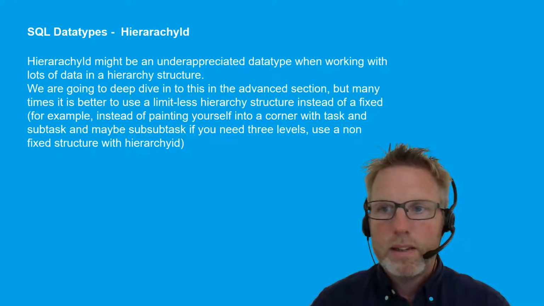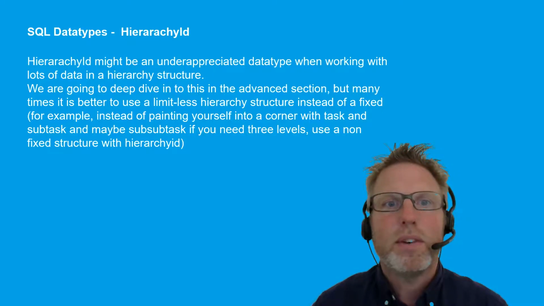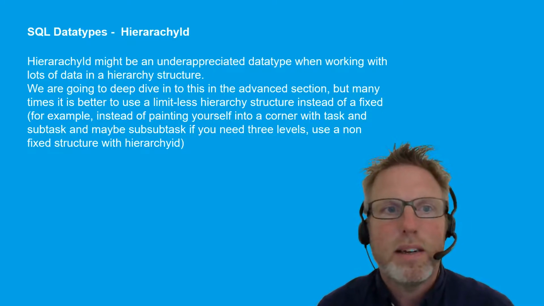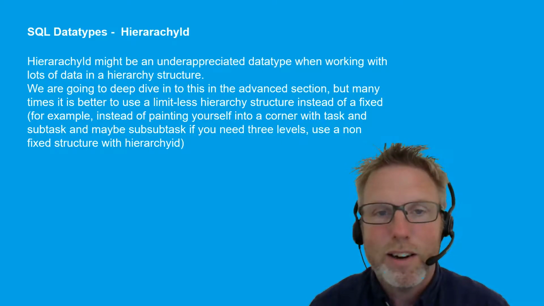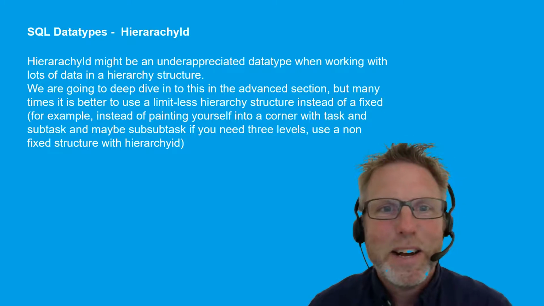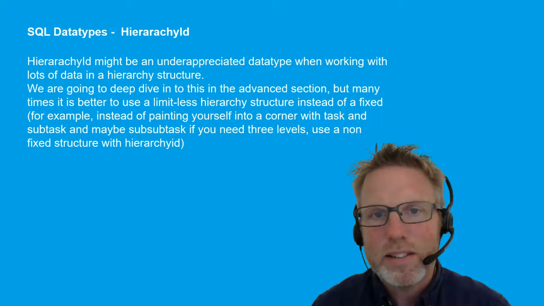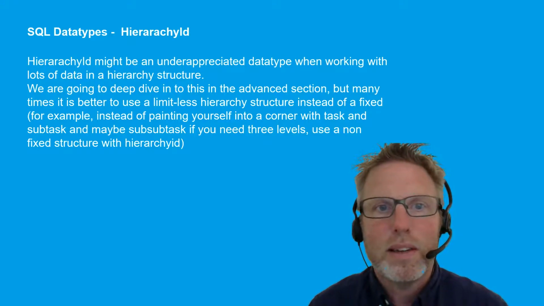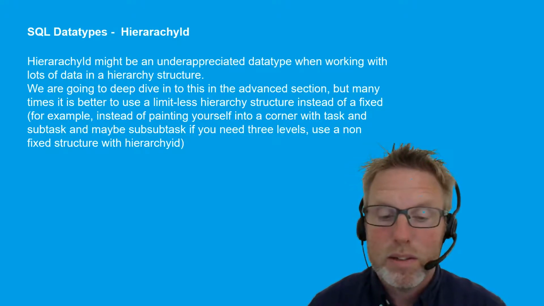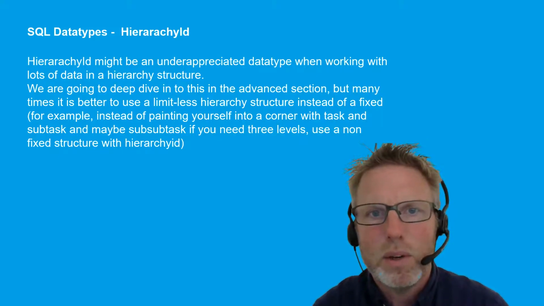Doesn't really matter. And then we have the hierarchyid, which might be a very unappreciated data type when you're working with lots of data in a hierarchical structure, and that is a really hard word to pronounce. Normally, if you have a parent, that could be an organization chart or any other type of hierarchy you're working with, you have the options to work with either a parent-child structure and something called CTEs, common table expressions, which becomes a little bit tedious actually to work with.